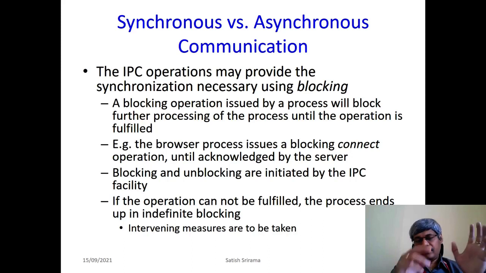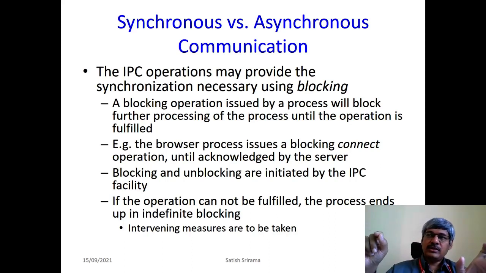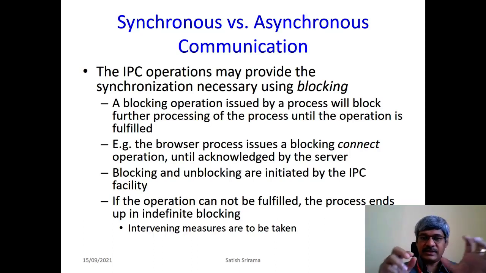For example, let's go with the browser and web server example which we discussed earlier. The browser process issues a blocking connect operation, which will block that process until you get an acknowledgement from the server that the connection is accepted. This is one example. Here the synchronization is provided through blocking, so the IPC facility facilitates that. Both the blocking and unblocking are initiated by this IPC facility.